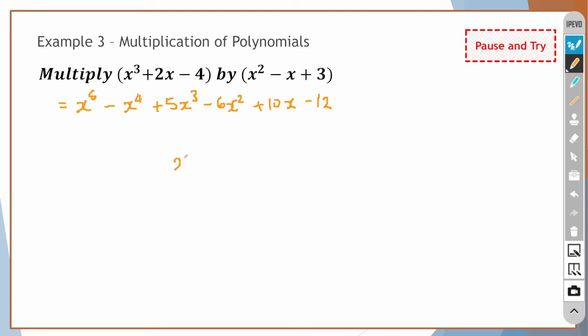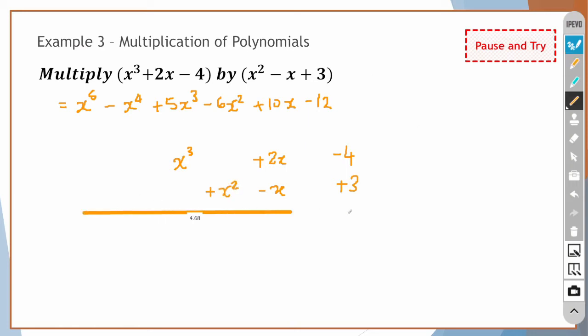So x cubed, so we're going to leave a space because there's no x squared term. We're going to do plus 2x, and then we're going to do minus 4. And then we're going to write our second bracket, so we've got plus 3 here, minus x, which is going to go here, and then we've got our x squared term, which is going to go here. We're going to draw a line underneath all of this. And we're just going to go through and multiply each term in the bottom number by the whole of the top bracket.